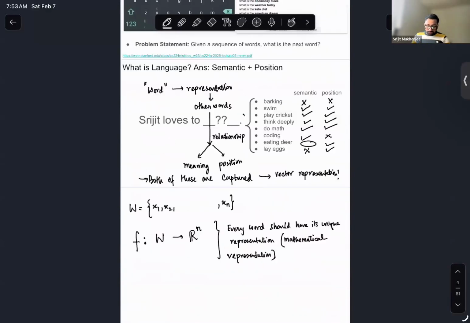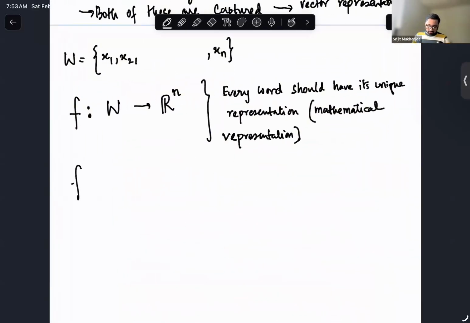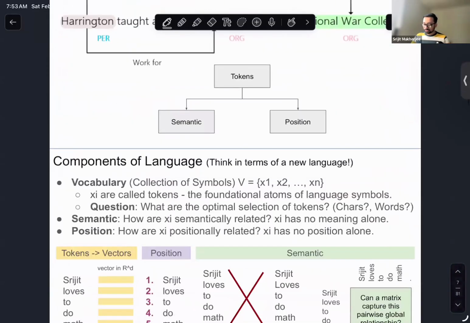And what I wanted you to understand is that this function that we will build must have two of these components. It should somehow incorporate a meaning component and a positional component. Okay. So let's go to the next idea.